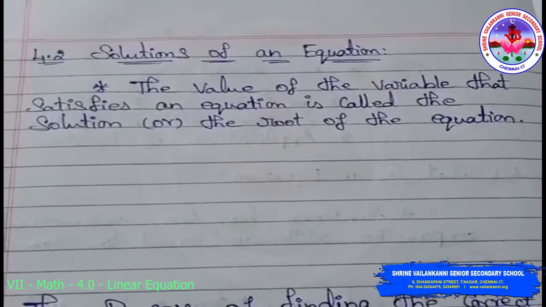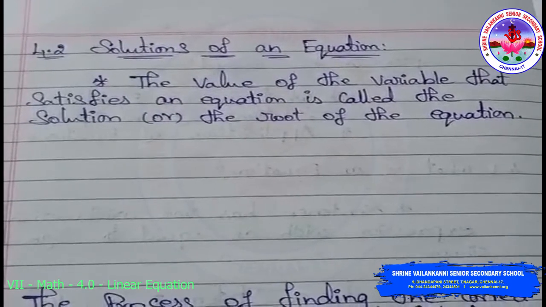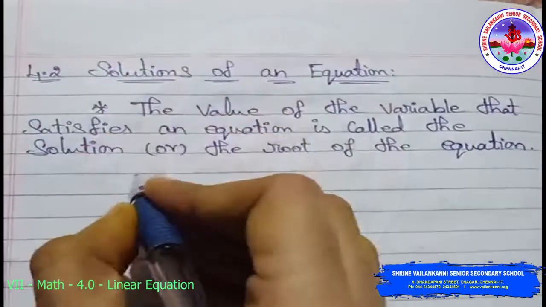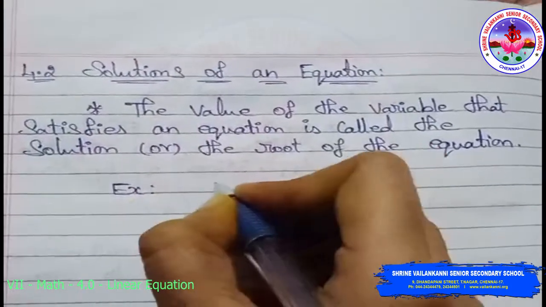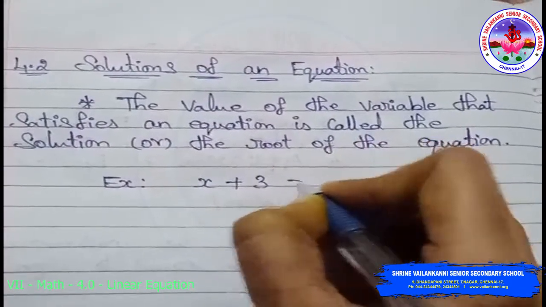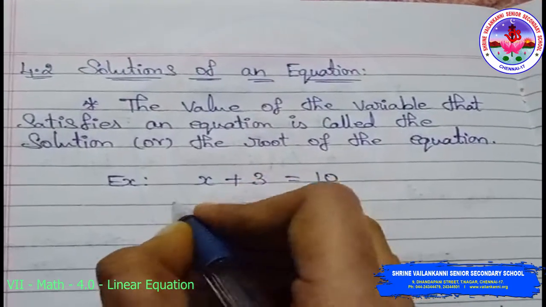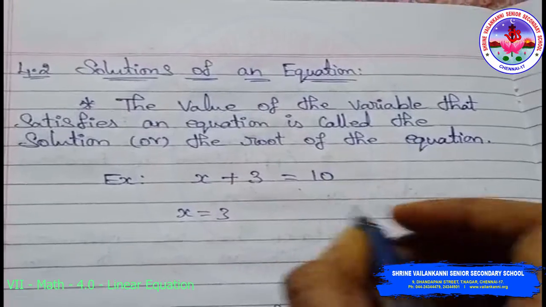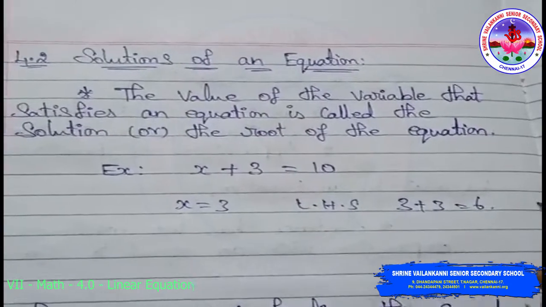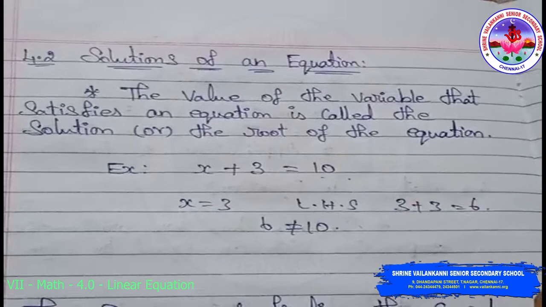Next one is solutions of an equation. The value of the variable that satisfies an equation is called the solution or the root of the equation. For example, x plus 3 is equal to 10. Now here substitute x is equal to 3. The LHS, 3 plus 3, is equal to 6. But the RHS is 10. Here 6 is not equal to 10.